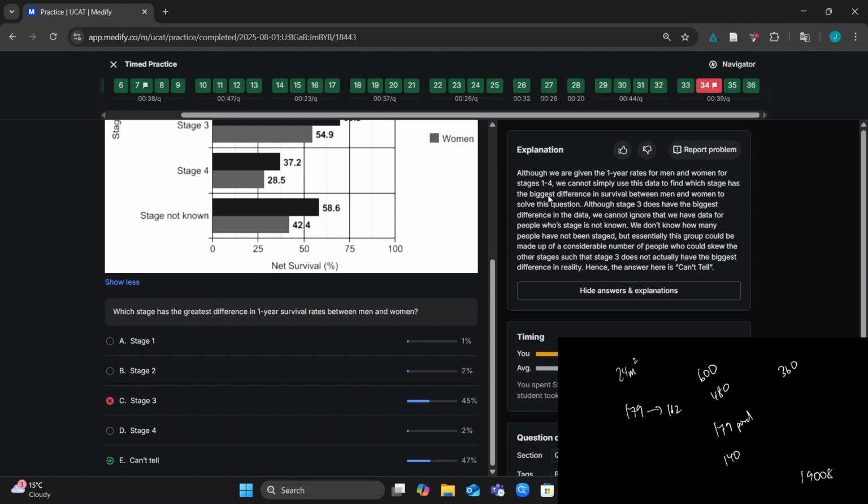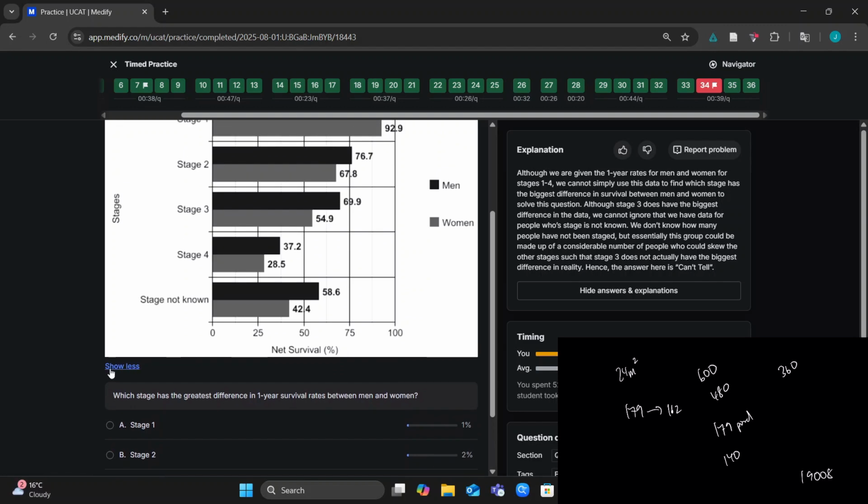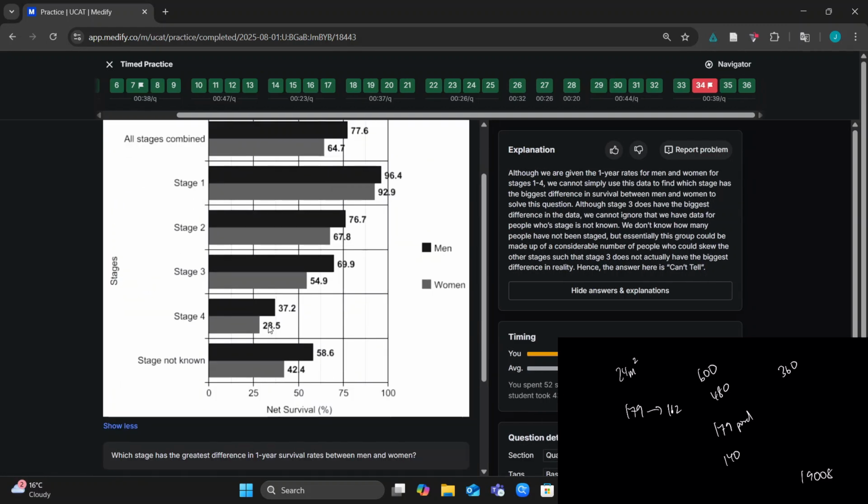We're given the 1-year rates, but we can't use this data to find out because between men stage 2 does not have the biggest difference. We cannot ignore that we have the data for people whose stage is not known. We don't know how many people have not been staged. This group could be made up of a number of people who could skew the other stages such that stage 3 doesn't actually have the biggest difference. So the idea here, and this is important, is that technically in stage 3, there are going to be other people in stage 3 as well that we don't know about because these guys are unstaged. So this stage 3 population isn't actually representative.